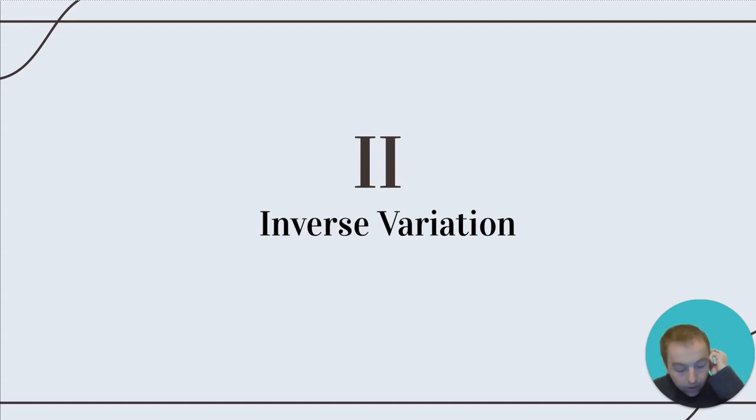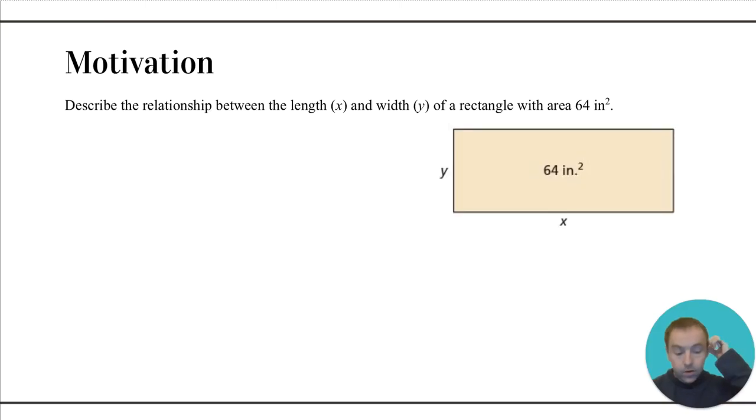Cool, cool, cool. All right, so now we want to move to the second type of variation that we're going to talk about here today, which is inverse variation. So to exemplify what inverse variation is really going to look like in an actual contextual example, we can look at that in terms of the area of a rectangle, and specifically the relationship between the height of the rectangle and the length of the rectangle.